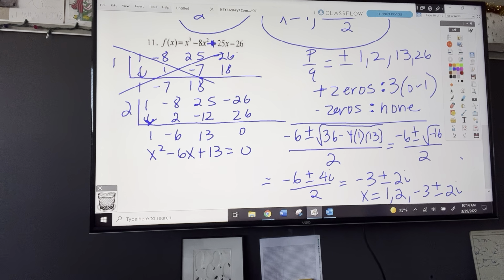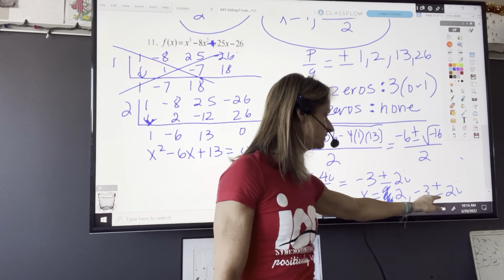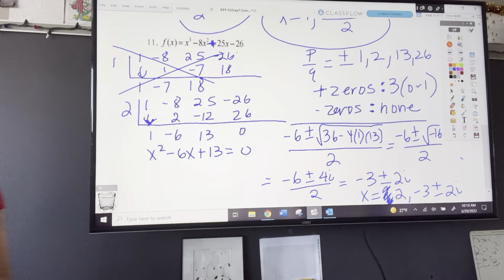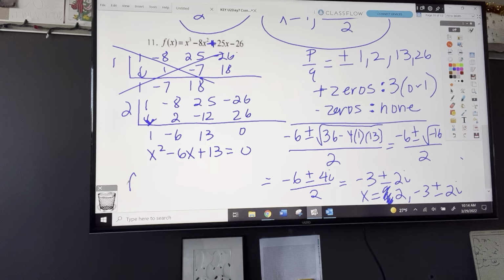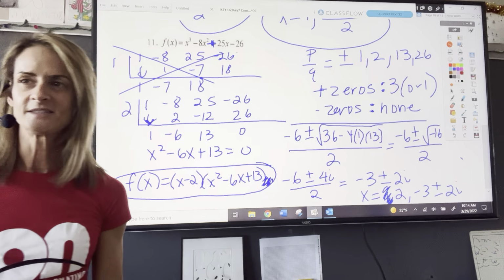Oh, you're right, 1 didn't work. So the zeros are 2 and negative 3 plus or minus 2i. And that also makes sense because the original polynomial is an x cubed, which means there are 3 zeros, and we have 1, 2, 3. Thank you, guys. To write this as a polynomial, it would look like this. f of x equals x minus 2, and then this unfactorable trinomial, like that, without the equal sign. That's it. Are we good? Questions? All right.